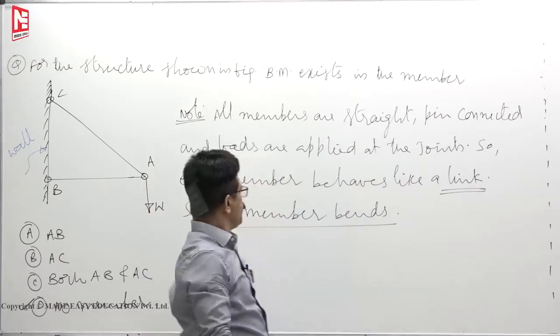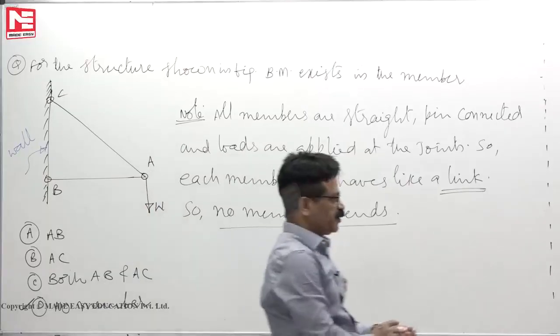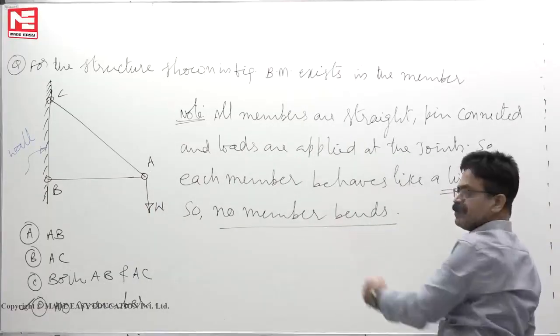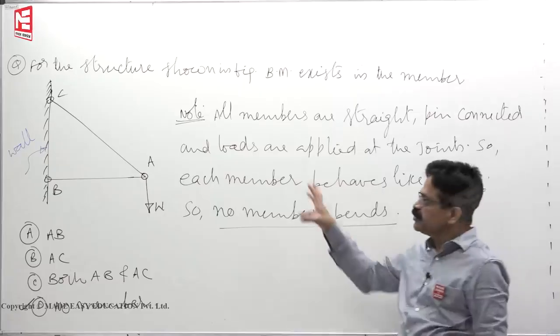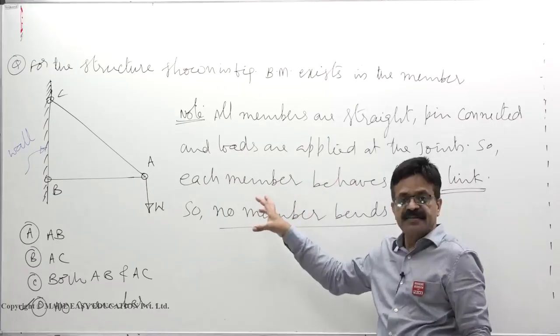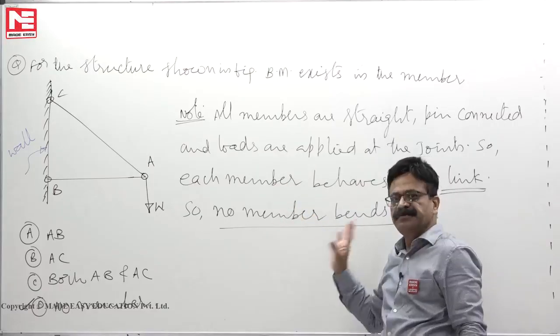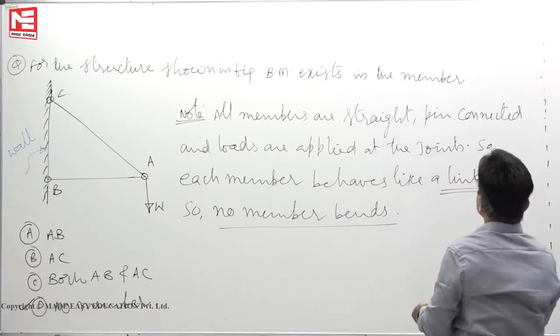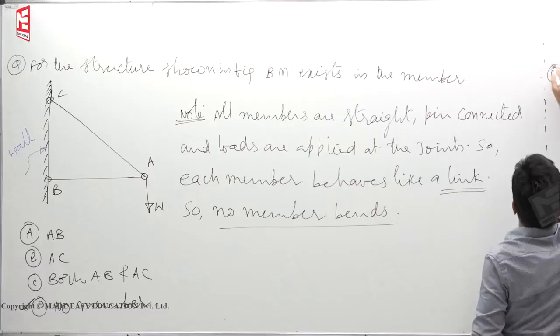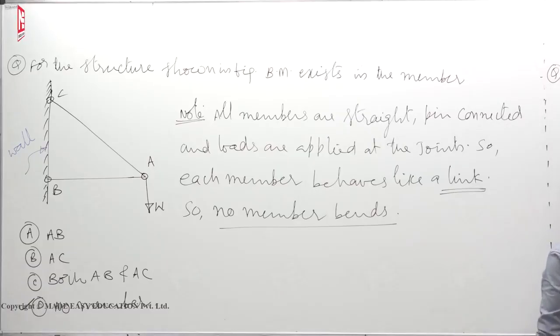Okay. Now this is one question. Once they have asked which member bends, you must see how the structure is. Is it a truss or not? First you have to observe how the connection is made. Accordingly you have to analyze. Next one is the truss shown in figure is.